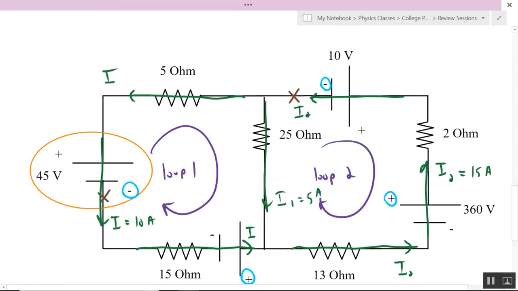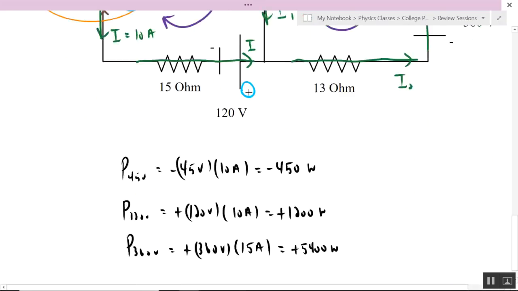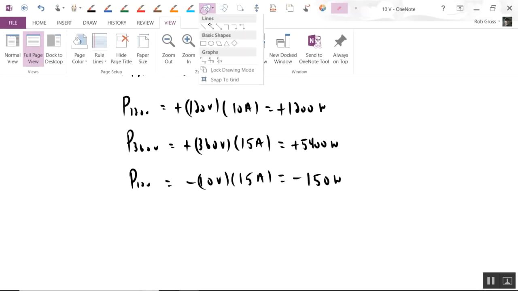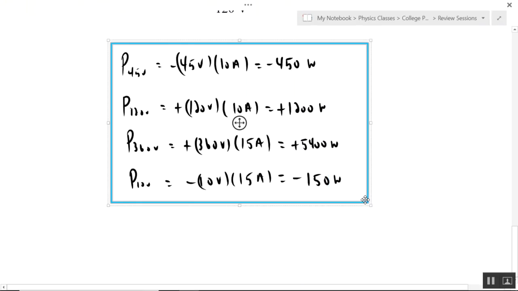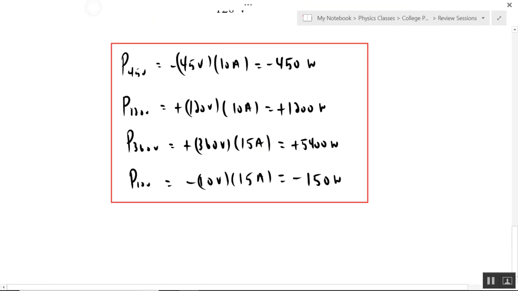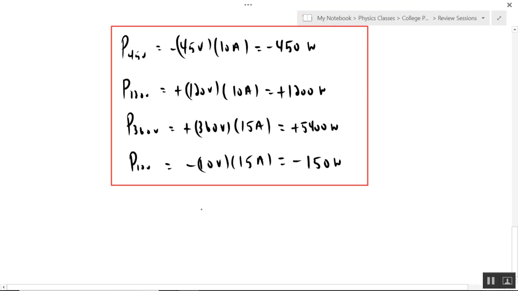And the last one is a 10 volt battery with 15 amps coming out of it, so it's minus 10 times 15. That's easy to do in your head. So it's minus 150. If you add all these up, you get the total power output of the batteries. And that adds to be 6,000, I'm pretty sure. So if you add those four numbers up, the total power is 6,000.